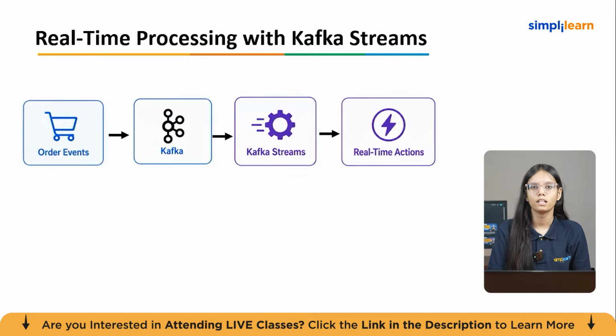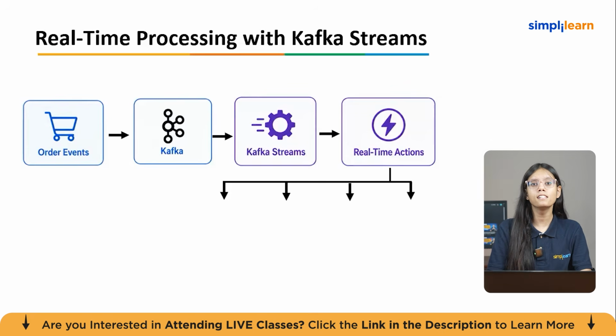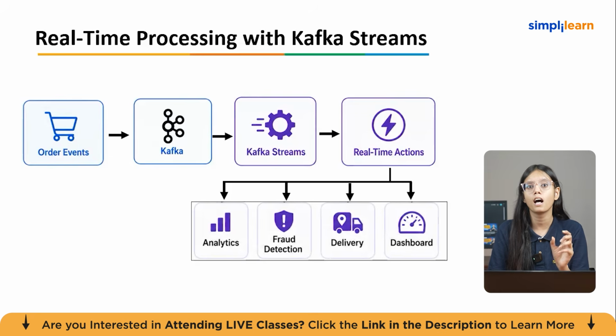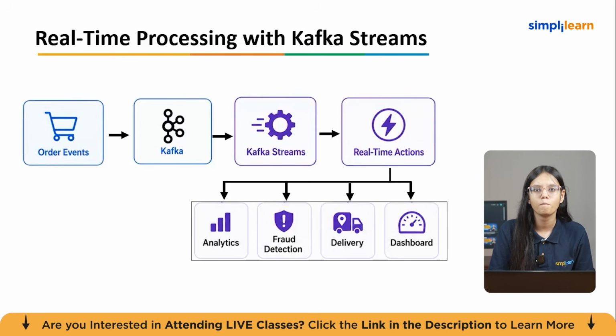Let's take an example to understand this. Let's suppose a food delivery app is receiving thousands of order events every minute. Kafka can stream these events in real time. Now, different systems can process these events instantly. The analytical system can count how many orders are coming every minute. The fraud detection system can check suspicious payments immediately. The delivery system can track live order status. The dashboard can show real-time business numbers.